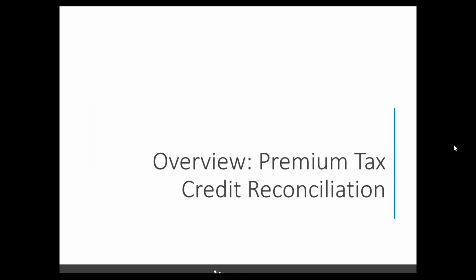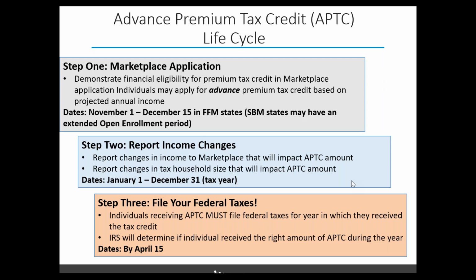So first, an overview of premium tax credit reconciliation. This is probably very familiar to you all by now, but a little refresher doesn't hurt. Here is the life cycle of APTCs. Consumers receive advance payments of premium tax credits when they apply for coverage, which is reflected in a discount on their monthly premium. Then they must report changes to income or household size throughout the year to ensure that their APTCs are as accurate as possible. This is important because it protects against possibly needing to repay APTCs at tax time.